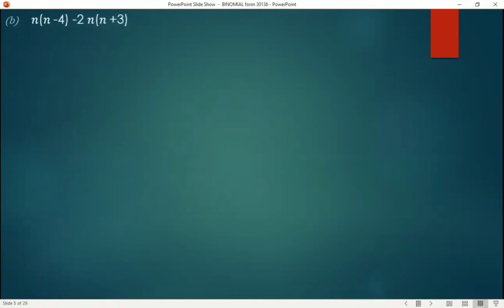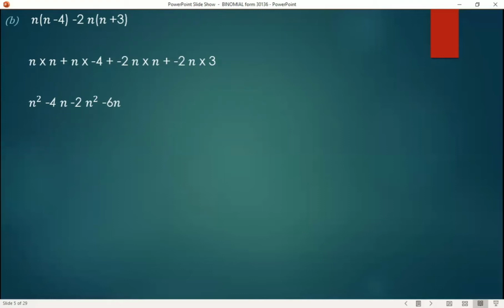n multiplied by (n minus 4) minus 2n into bracket (n plus 3). So we have n times n plus n times minus 4 plus minus 2n times n plus minus 2n times 3. So n times n is n squared. n times minus 4 is minus 4n, minus 2n times n is minus 2n squared, and minus 2n times 3 is minus 6n.